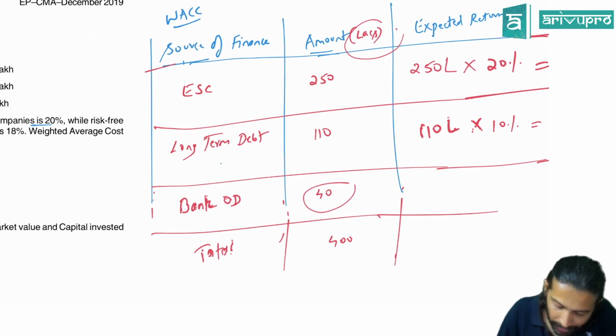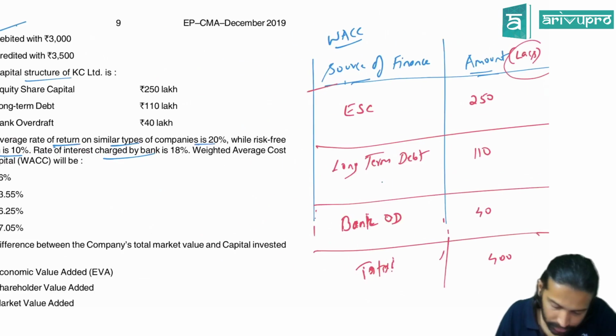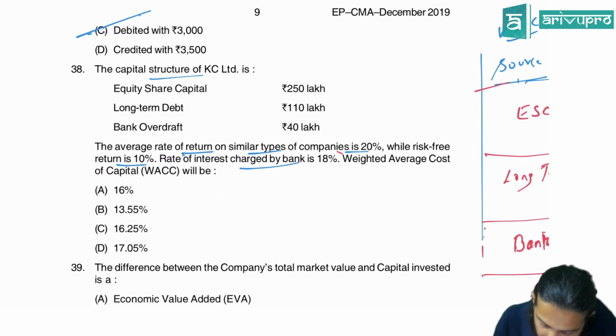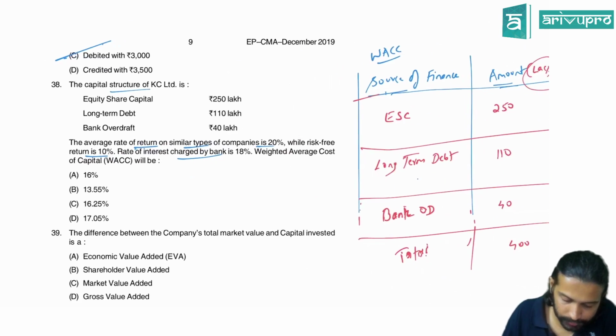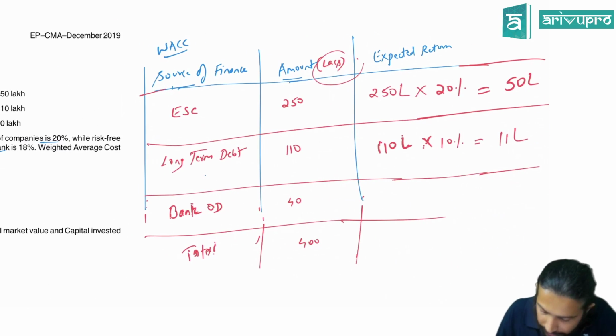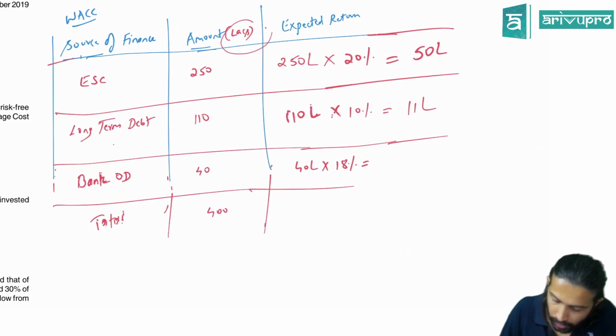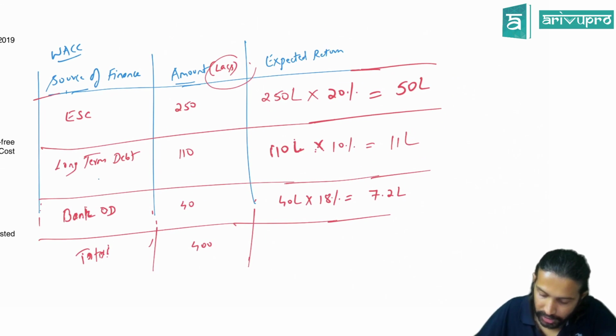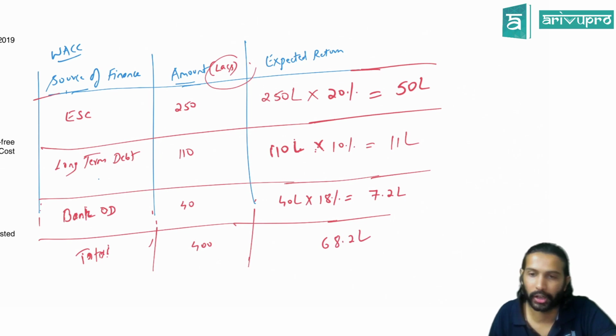Now bank overdraft is 40 lakhs. How much is the bank charging as interest? That has been clearly given, which is 18%. 18% of 40 lakh. How much will this be? 7.2 lakhs. That means what is the total return which the providers of finance are expecting? 50 plus 11 plus 7.2, which is 68.2 lakh is what they're expecting.